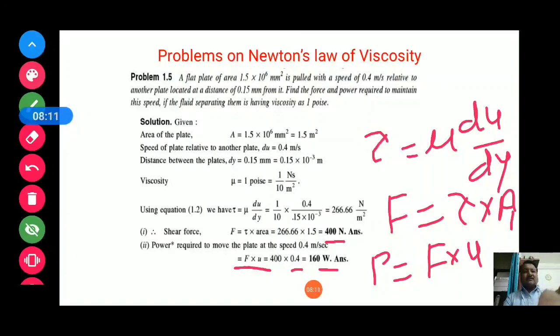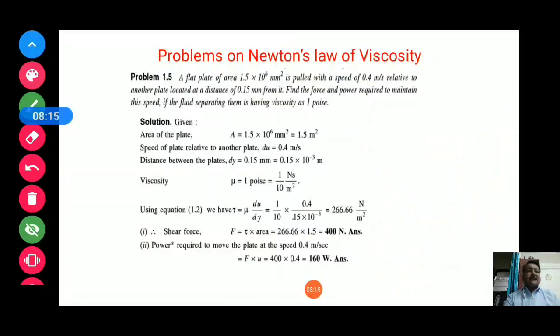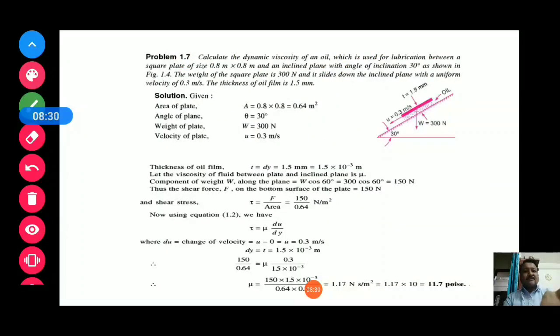If you have any doubt, you can refer R.K. Bansal. I am referring to the book R.K. Bansal for this problem. Now we are going to solve the next example on the application of Newton's law of viscosity.